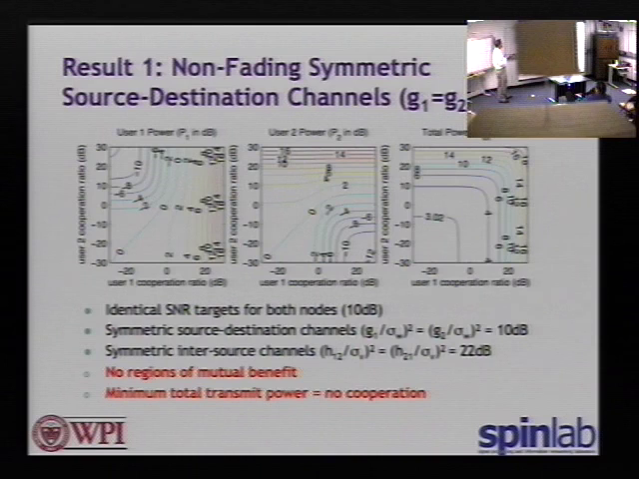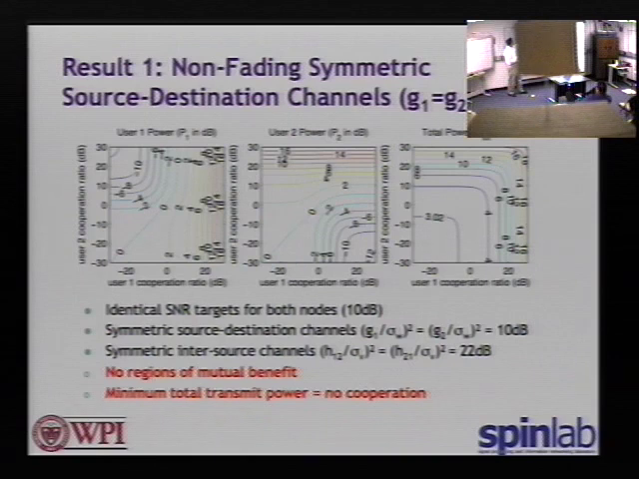Okay, both nodes have a 10 dB SNR target, and what these plots show, and there'll be quite a few of these, so I think it's worth spending a bit of time explaining this. This axis is the cooperation ratio for source 1, this is the cooperation ratio for source 2, and then this contour here is the amount of power needed for source 1. So let's go over this quickly here.